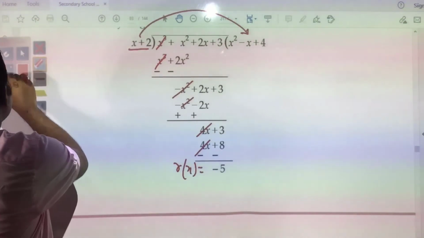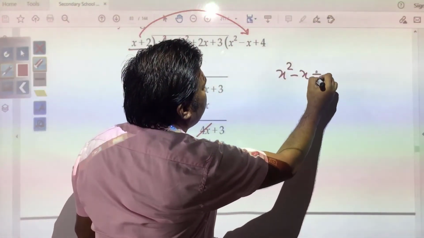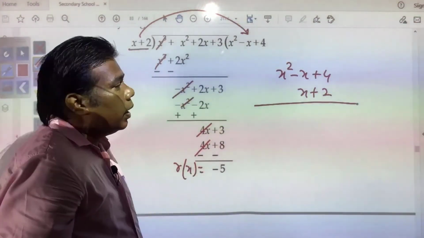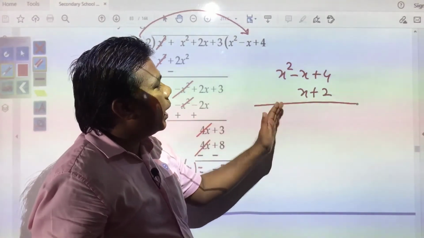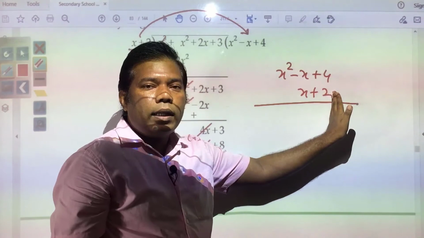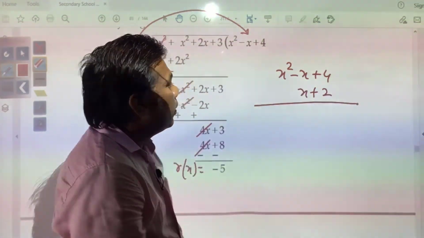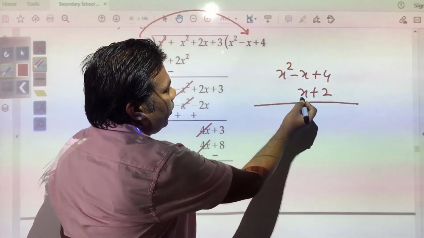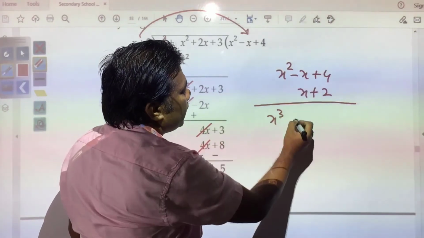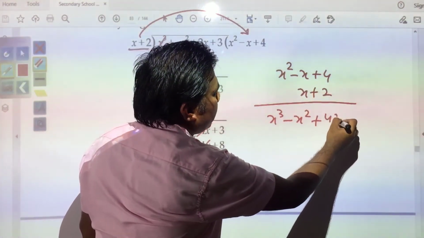Here you see, if you are multiplying x square minus x plus 4 by x plus 2, what you will get? Here in polynomial you can multiply, in general we start from the right side, but here you can start from any side, either left or right. So, if you are multiplying by x, what you will get? x into x square, x cube, x into minus x square, x into 4, 4x.